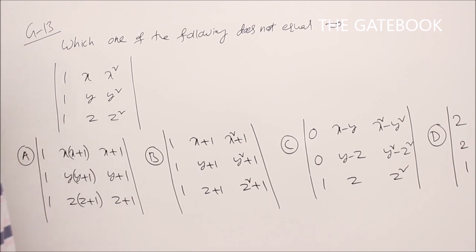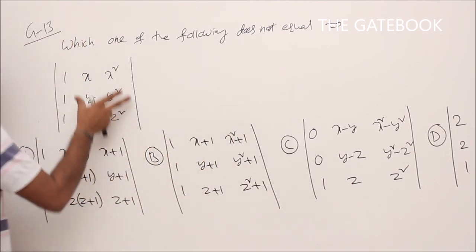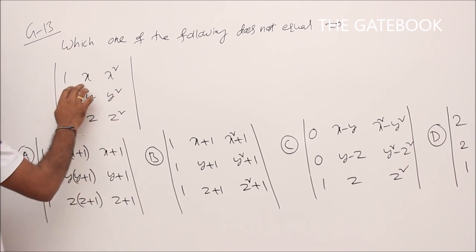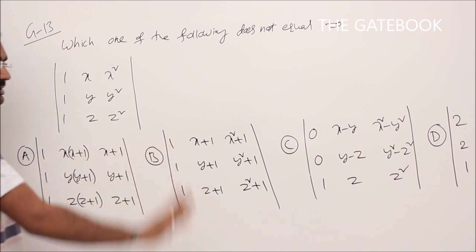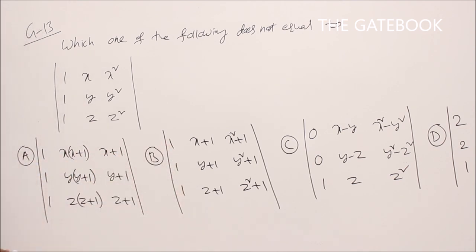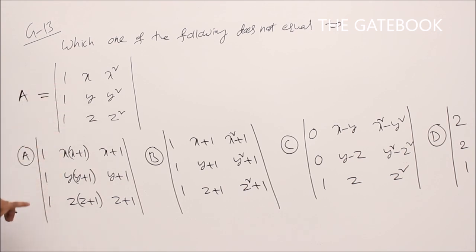Next problem is a GATE 2013 question. Which one of the following does not equal the determinant of this matrix? 1 x x square, 1 y y square, 1 z z square. So A, B, C, D options are given. Now we will verify one by one. First option A. See here, that is the given matrix. Let us say this is A, the determinant of that matrix.